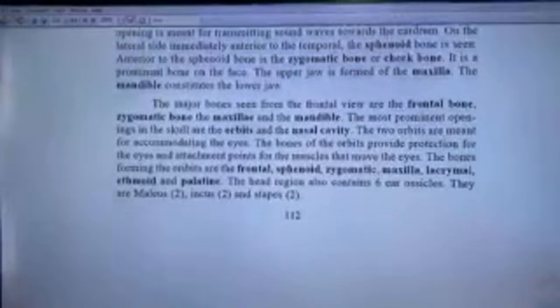The head region also contains six ossicles. They are the malleus, incus, and stapes.